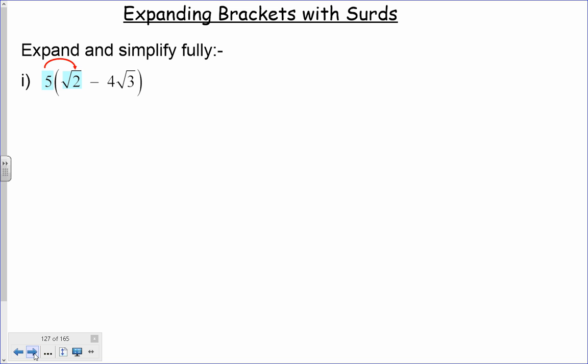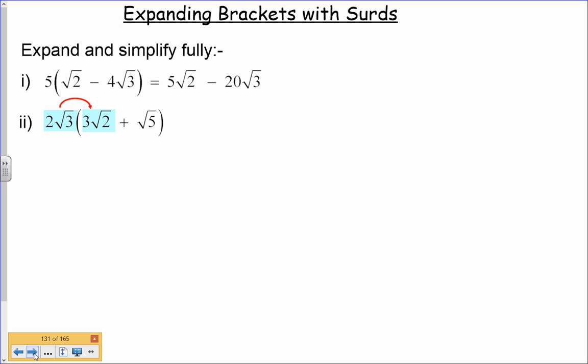Okay, the first thing we're going to do is times the 5 by the root 2, which is 5 root 2. Then we're going to times the 5 by the 4 root 3. We do the whole numbers first. So 5 fours are 20, and we get minus 20 root 3. And that's the question done, because there are no like terms to simplify.